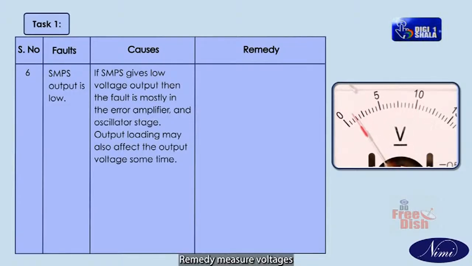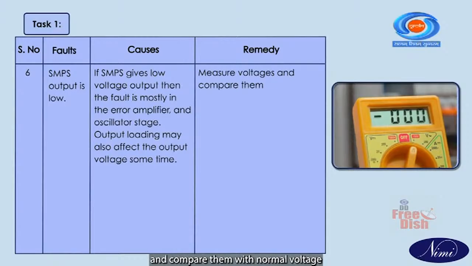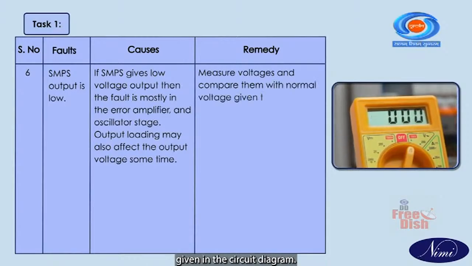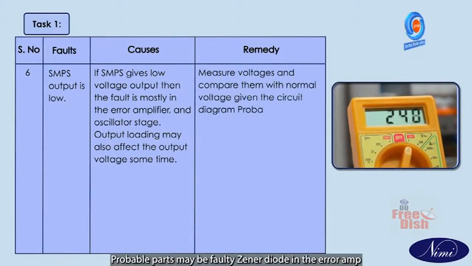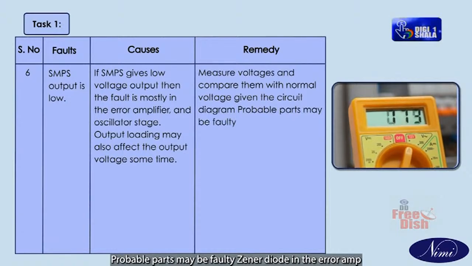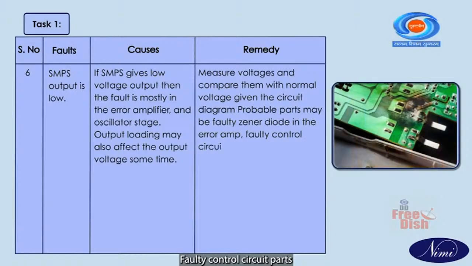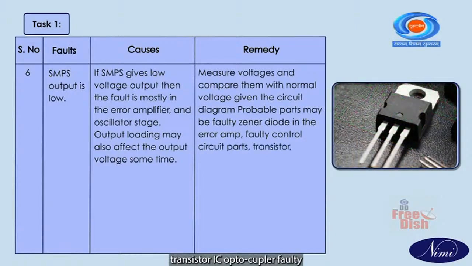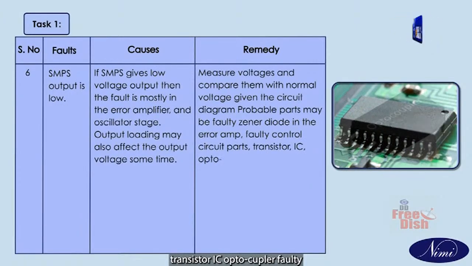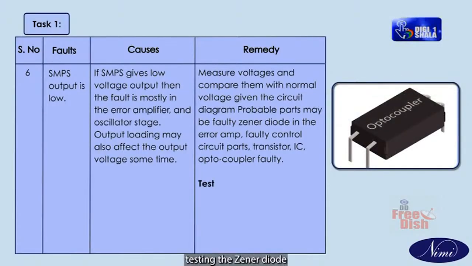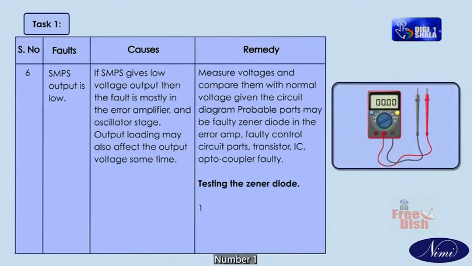Remedy. Measure voltages and compare them with normal voltage given in the circuit diagram. Probable parts may be faulty Zener diode in the error amp, faulty control circuit parts, transistor, IC, optocoupler faulty. Testing the Zener diode. Number 1.